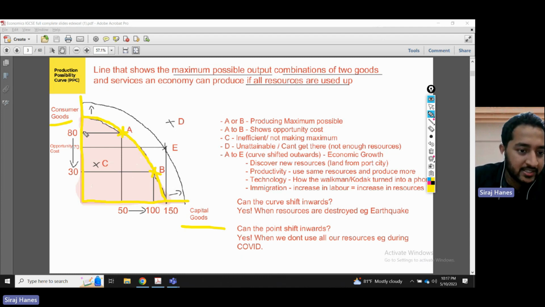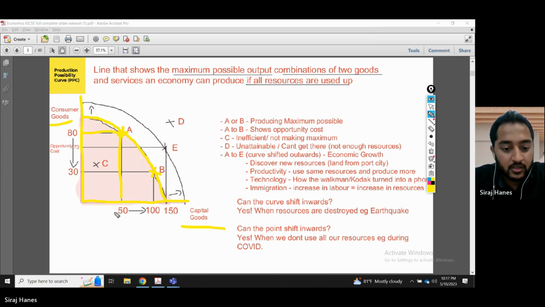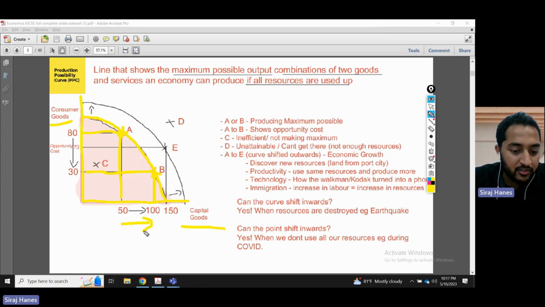So at point A, I can produce 80 consumer goods. At the same time, I can make 50 capital goods. But if I were to produce at B, I'd be producing 30 consumer goods and 100 capital goods. So if I were to increase my capital goods from 50 to 100, there would be what we call an opportunity cost of, in this case, 50 units from 80 to 30. So it's an opportunity cost of consumer goods because I've given up consumer goods. Now, that's one concept because it shows opportunity cost.